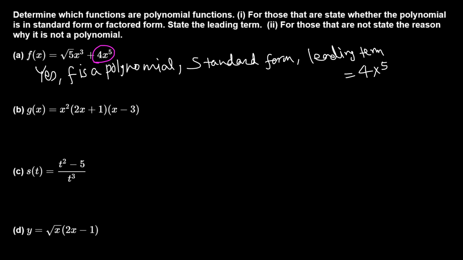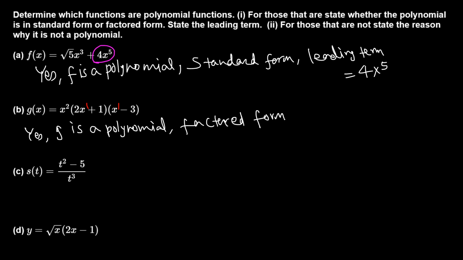In part B, we got x squared, 2x plus 1, x minus 1. If you look closely, we have 2x raised to 1, x raised to 1. So all x have whole number powers. So this is a polynomial. So yes, g is a polynomial. But this is given in factored form. And what is the leading term? We need to multiply the leading terms: x squared times 2x times x, which is 2x to the fourth.